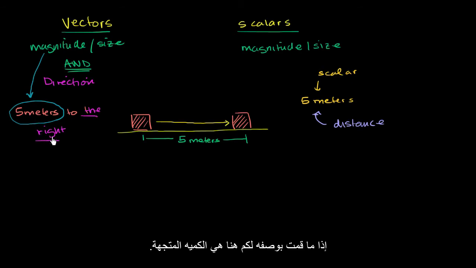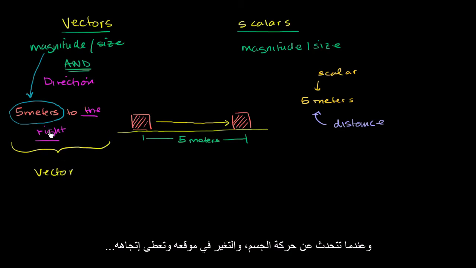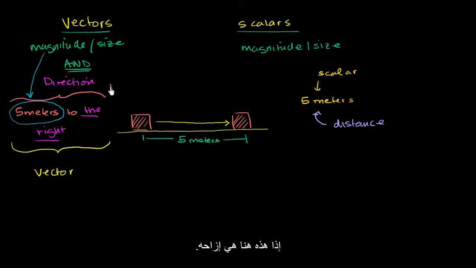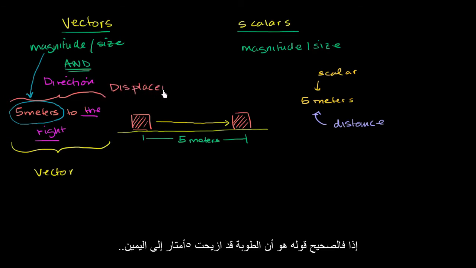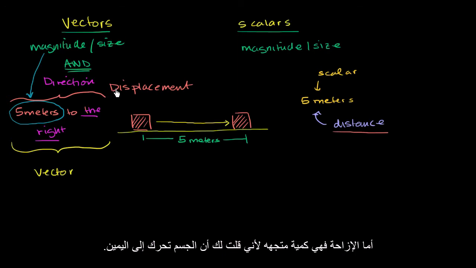So what I've just described to you right here is a vector quantity. All of this business right over here, this is a vector. And when you talk about the movement, the change in position, and you give its direction, the vector version of distance, I guess you could call it, is displacement. So this right here is displacement. So the correct thing to say is that this brick has been displaced 5 meters to the right, or it has been moved a distance of 5 meters. Distance is a scalar quantity. I didn't tell you what direction we moved it in. Displacement is a vector quantity. We told you that it is to the right.